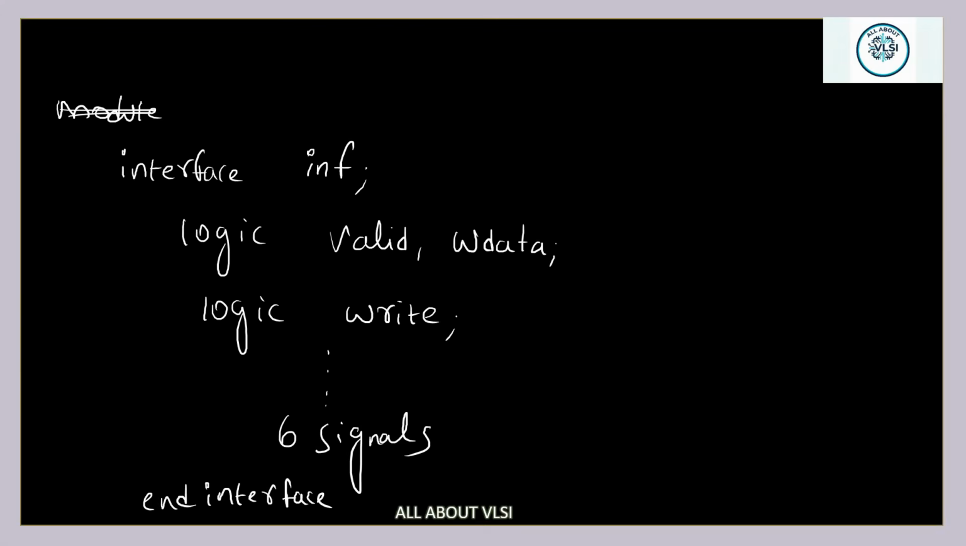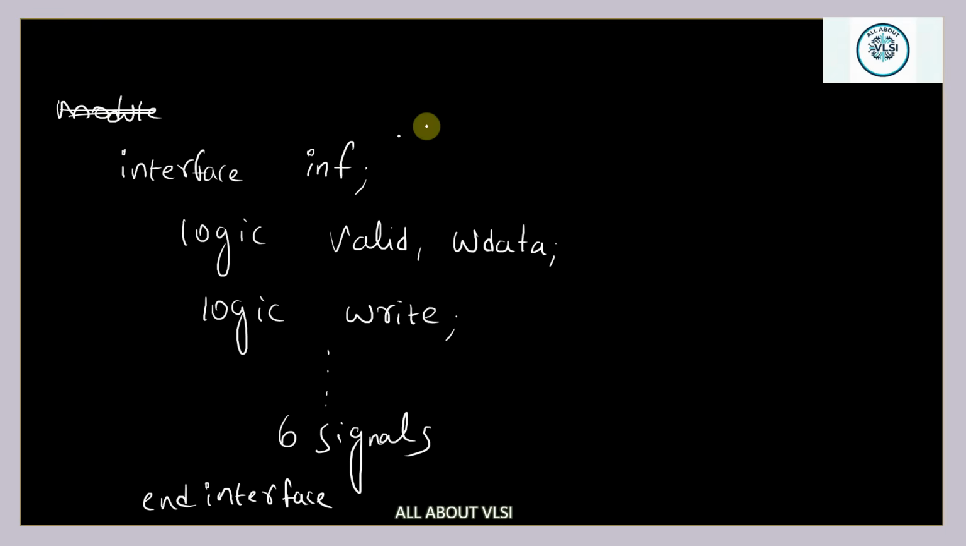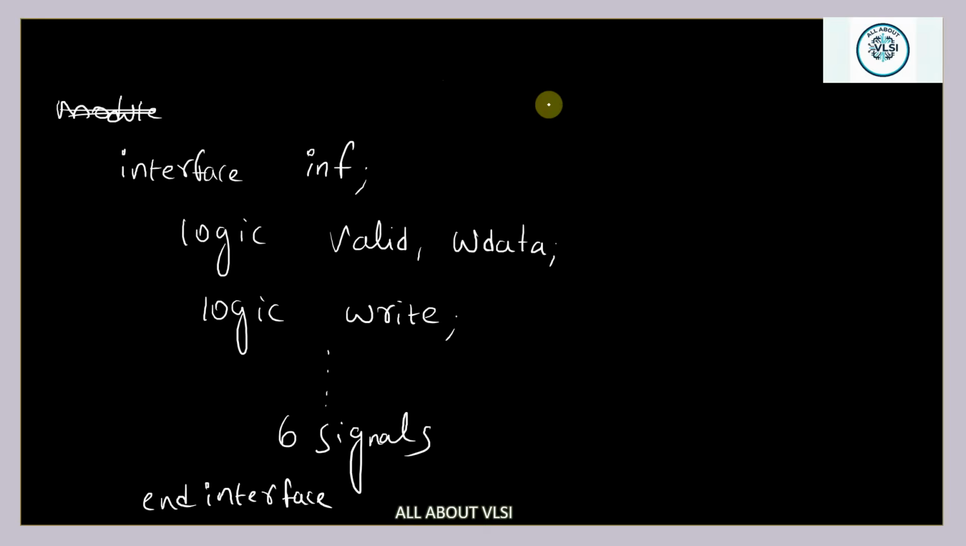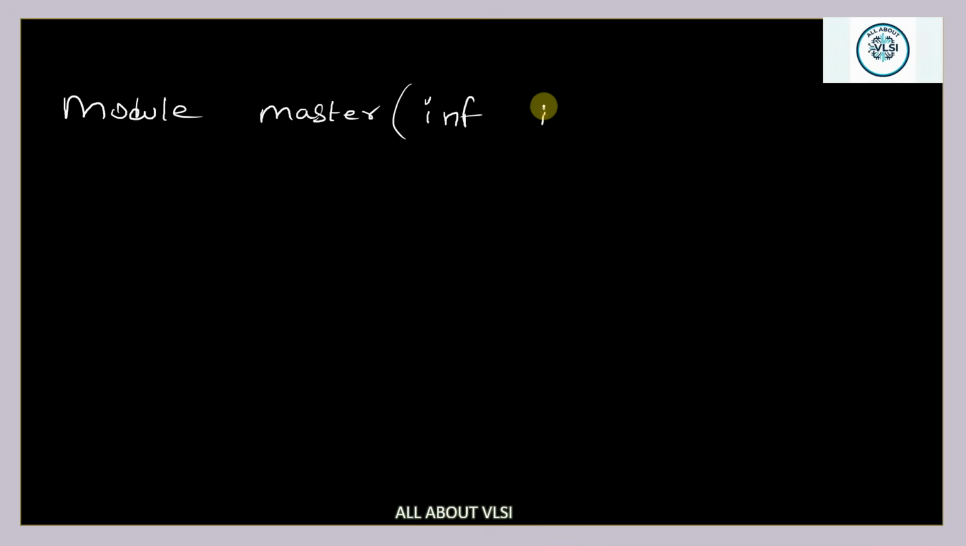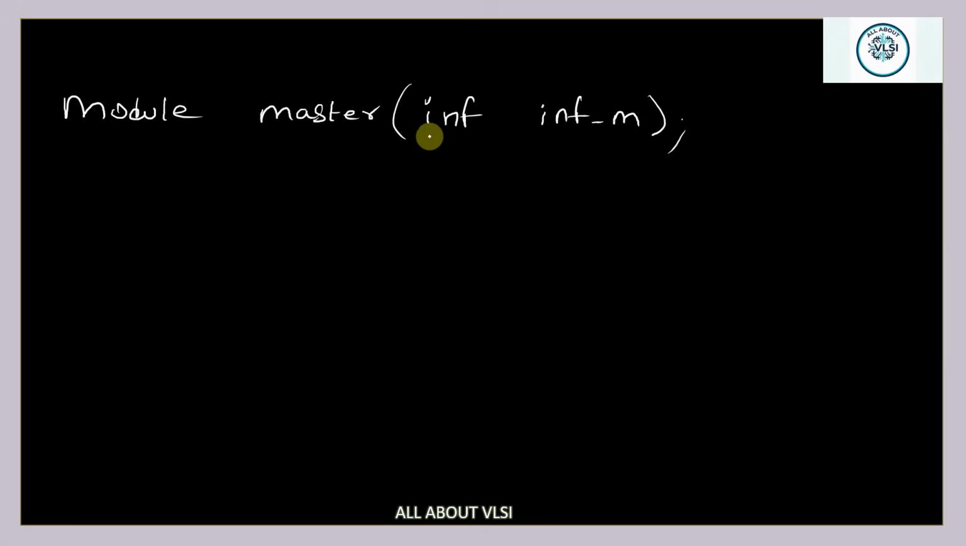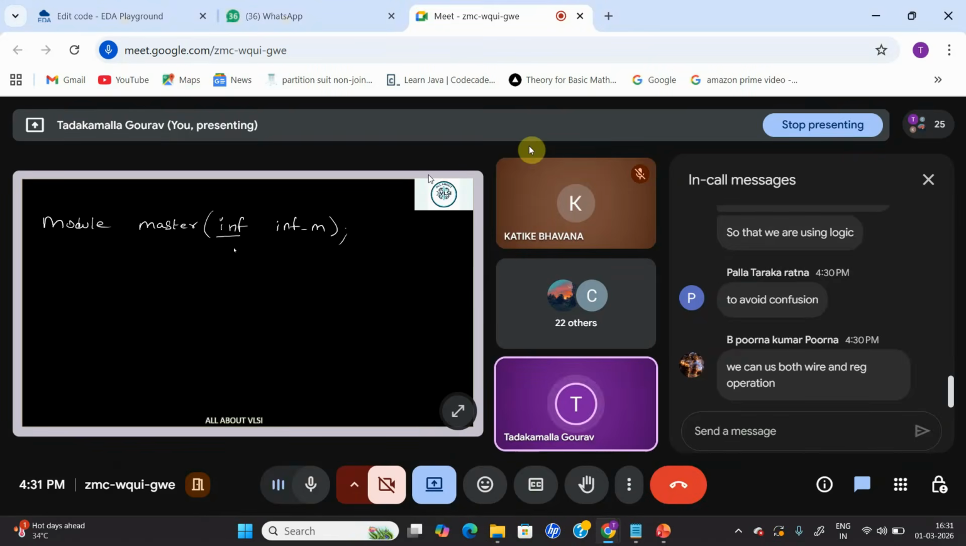Okay, now what we are going to do is, in our module master, instead of declaring these particular signals, I can simply write down my interface name. The interface name is inf, and I need to have my interface instance. Let's say inf underscore m is my interface handle name. That's it. Okay. You don't need to declare any particular signals when you are declaring your master arguments. Just write down the interface name followed by the interface handle name.